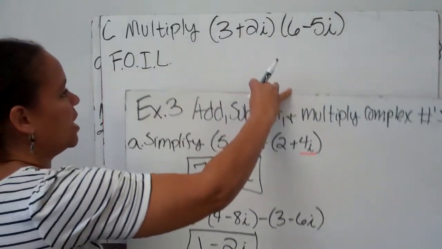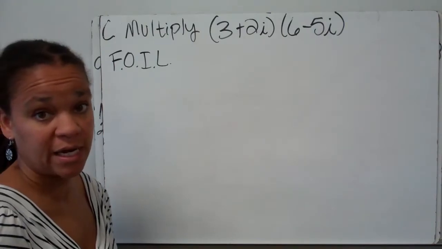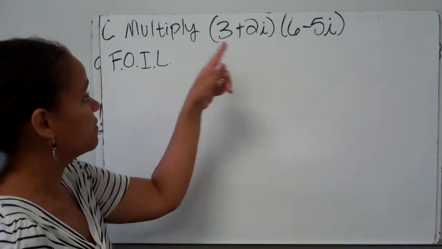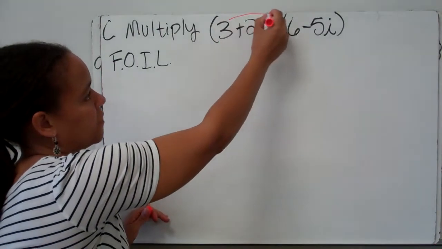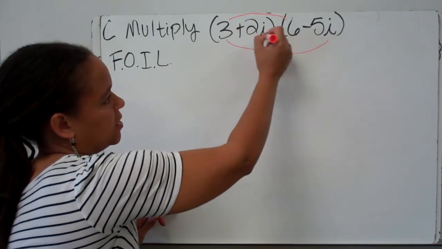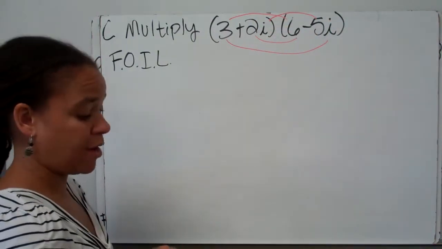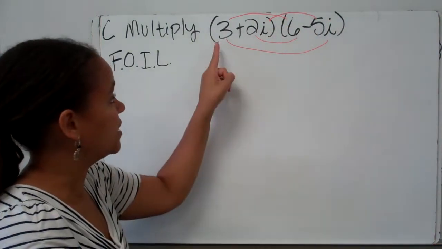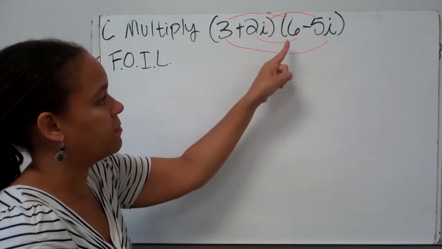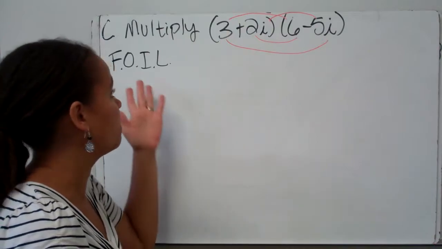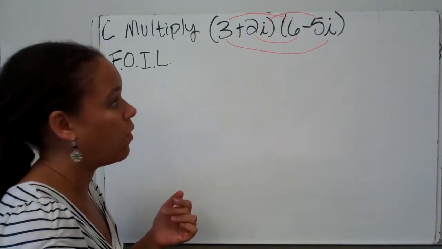All right, now let's look at multiplying. When we multiply, just like we would multiply any other two binomials, we need to FOIL. First, outside, inside, last. If you remember, first, outside, inside, last. It really doesn't matter if you go in that order. Basically, this 3 has to be multiplied by everything in that parenthesis, and this 2i has to be multiplied by everything in that parenthesis. So FOIL is just an acronym, first, outside, inside, last, to help you remember to do all four.